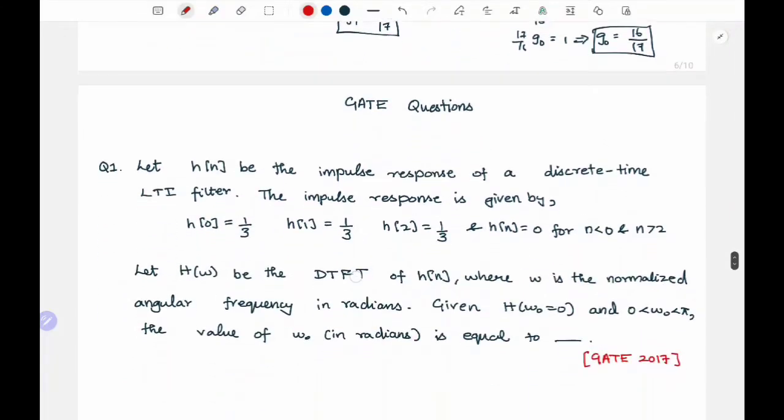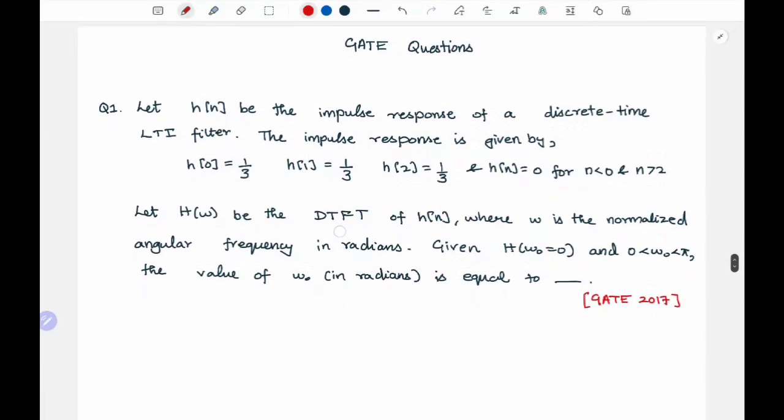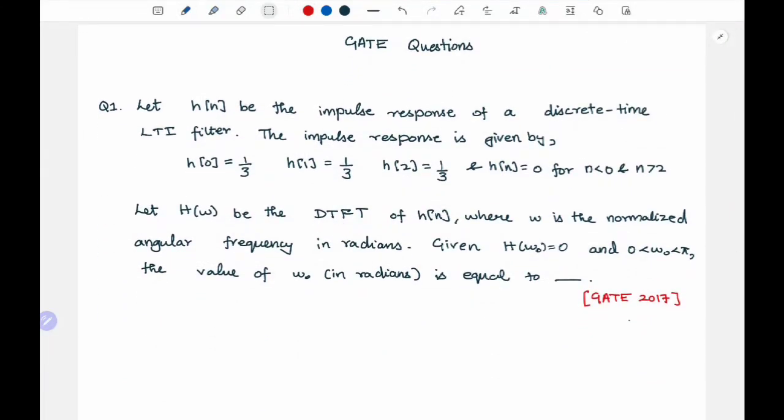Okay, so now let us look at some previous year GATE questions. Let h of n be the impulse response of a discrete time LTI filter. The impulse response is given by h of 0 equal to 1 by 3, h of 1 equal to 1 by 3, h of 2 equal to 1 by 3, and h of n equal to 0 for n less than 0 and n greater than 2. So only these three are the non-zero values.